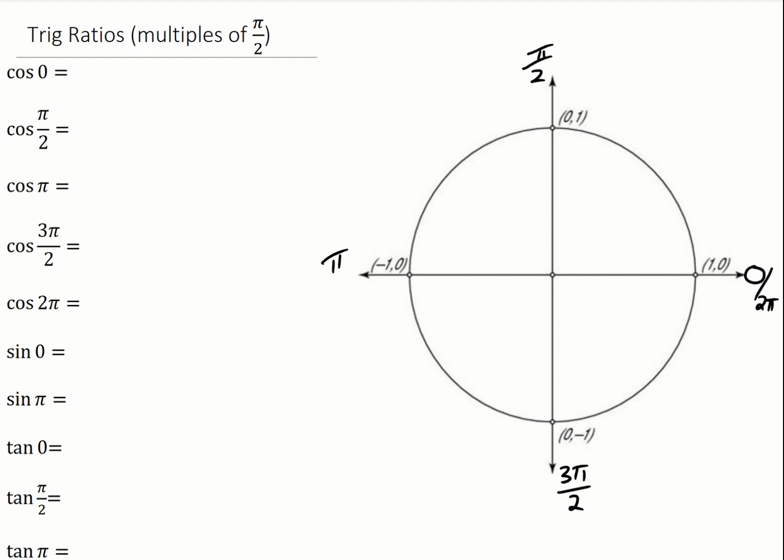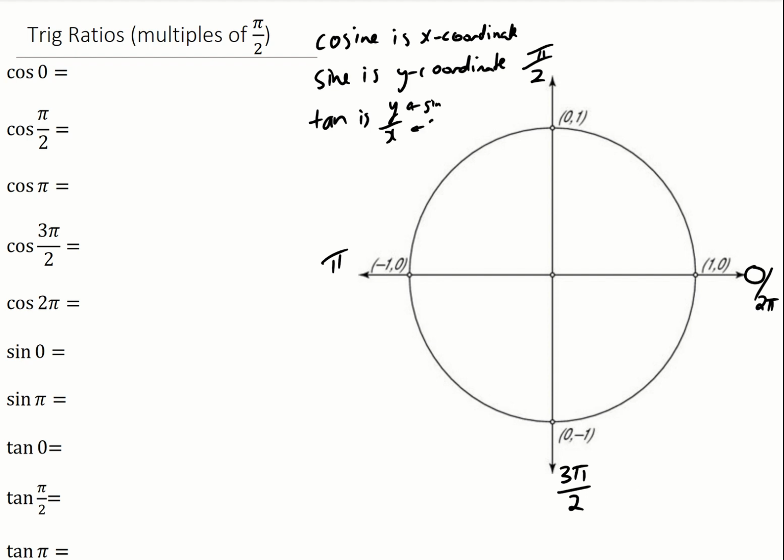So I need to use the unit circle to find basically all of these values, noting that cosine is the x-coordinate on the unit circle and sine is the y-coordinate. Okay, and we also know that tan is the y-coordinate divided by the x-coordinate, because we know that y is sine and x is cosine, and we've got that identity.